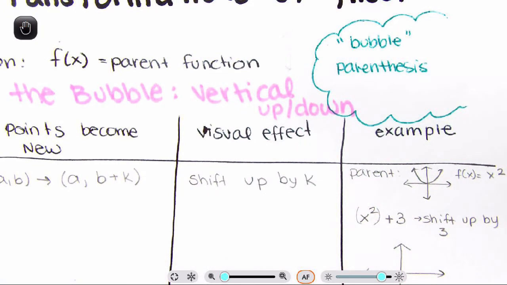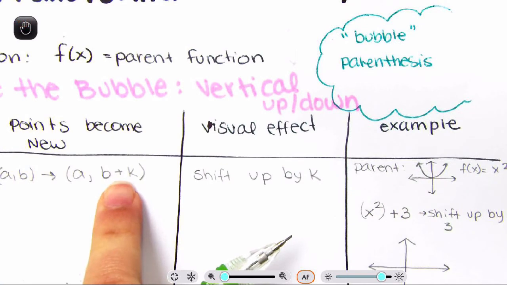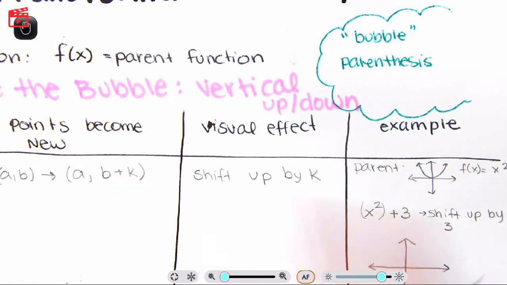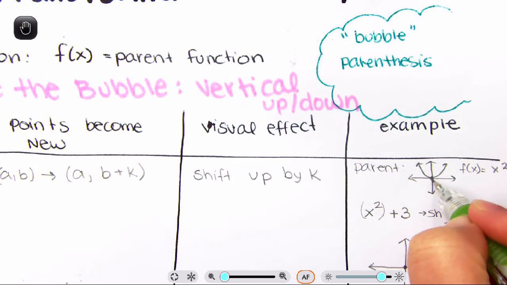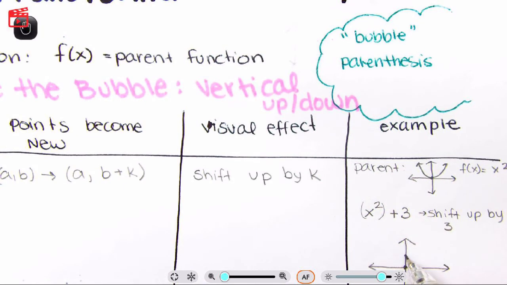All of my y value points are now being lifted by 3 up. So if my original point was at 0, 0, now it's at 0, 3. If my original point was at 1, 1, now it's at 1, 4. If my original point is at negative 1, 1, now it's at negative 1, 4. And it's shifting up vertically.